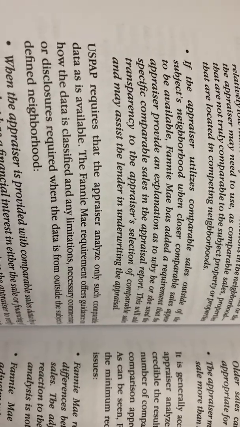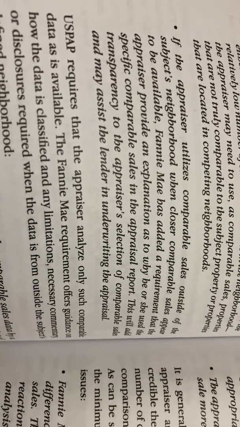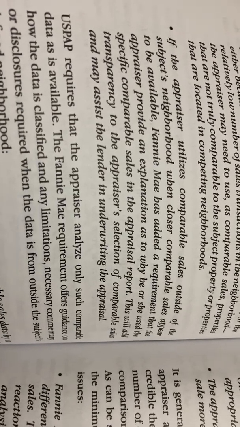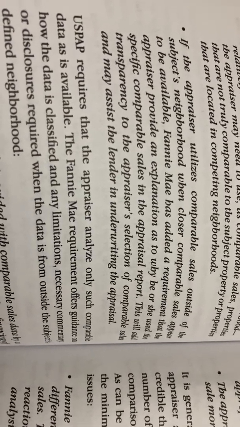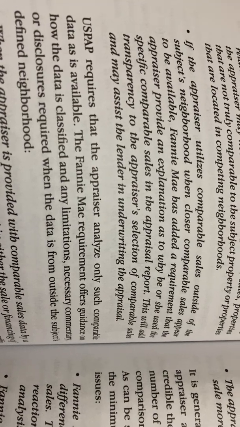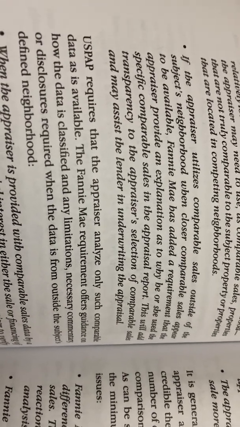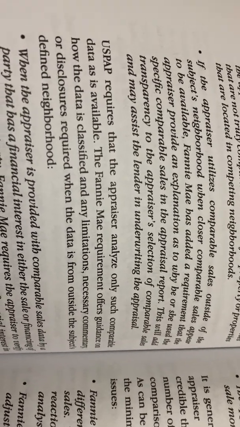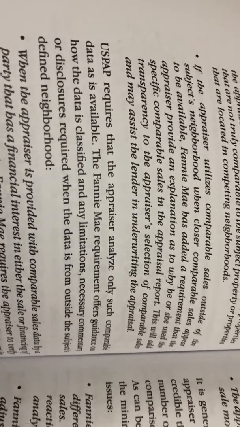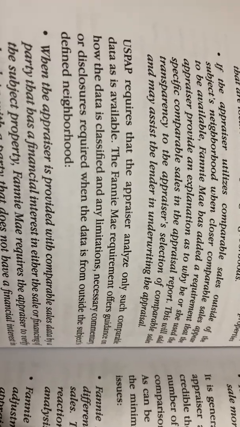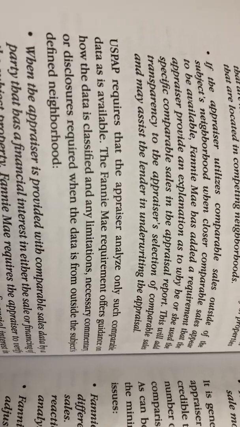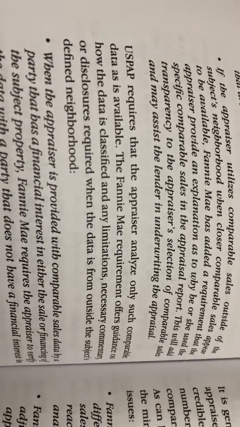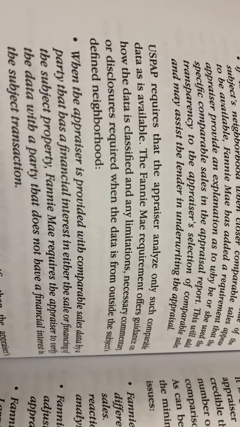If the appraiser utilizes comparable sales outside of the subject's neighborhood when closer comparable sales appear to be available, Fannie Mae has added a requirement that the appraiser provide an explanation as to why he or she used the specific comparable sales in the appraisal report. This will add transparency to the appraiser's selection of comparable sales and may assist the lender in underwriting the appraisal.